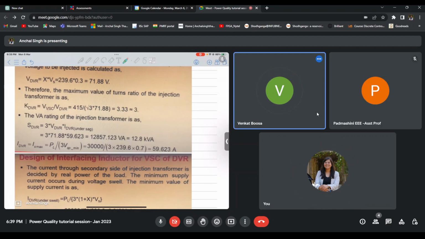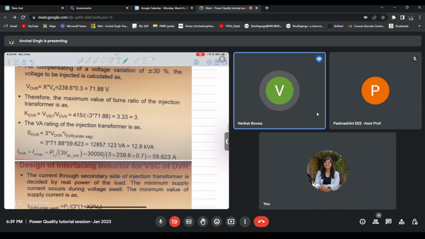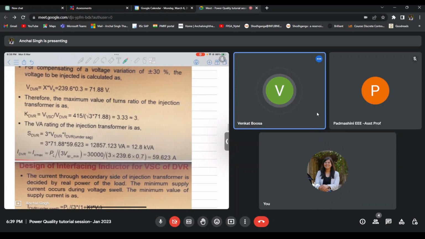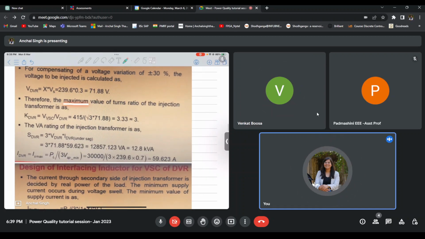Generally you are selecting a value more than 3 and 4 you have to select, madam. But why have you written 3, madam? Yes, generally, normally this is 3.3, the maximum value. Since this is the maximum value of the turns ratio, that is why I think they have taken less than 3. Okay, so you can take 4. It's always good to have more, madam. Yes, okay.